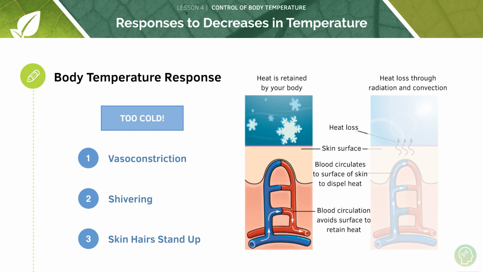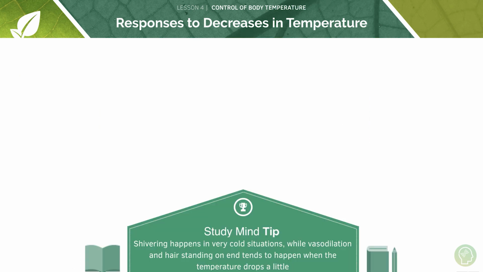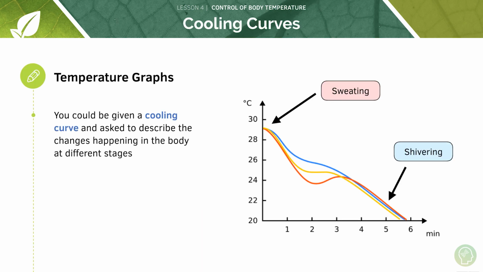And then the opposite to being too hot, you're going to get your skin hair standing up, which causes the hairs to trap more air near the skin, therefore leading to less heat loss as it provides insulation. So shivering happens in very cold situations, while vasoconstriction and hair standing on end tends to happen when the temperature drops a little. So shivering is a marker of more extreme cold, perhaps.